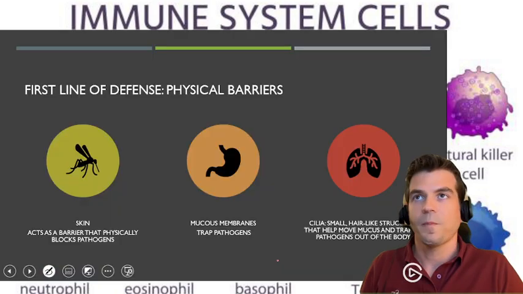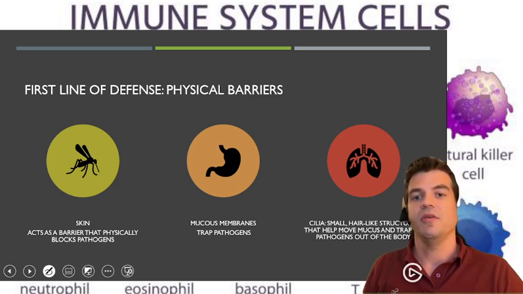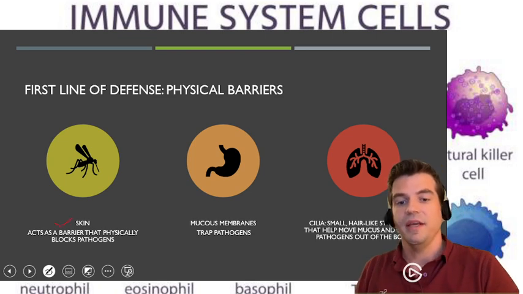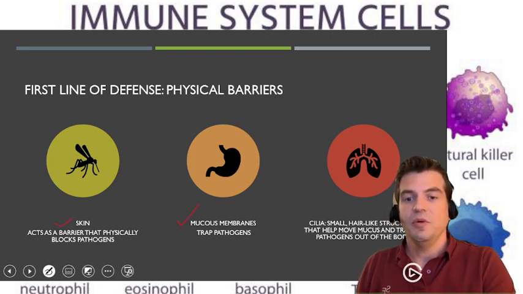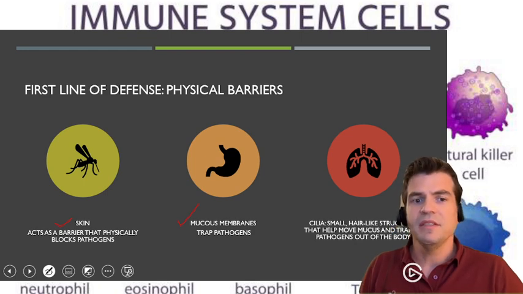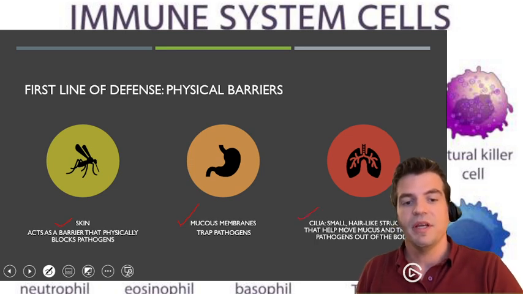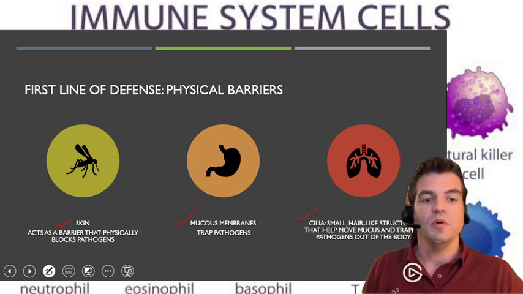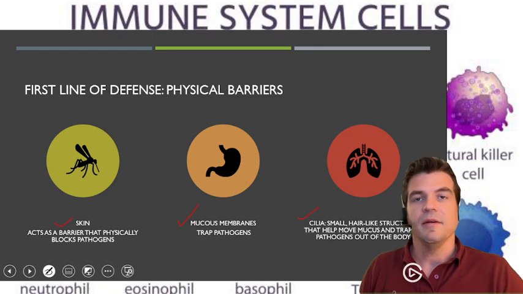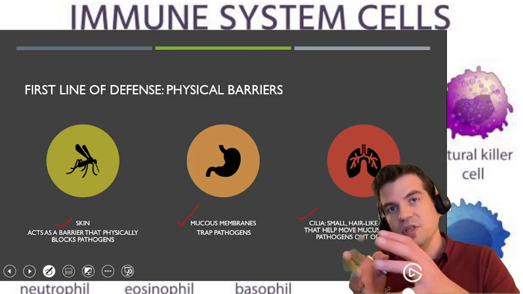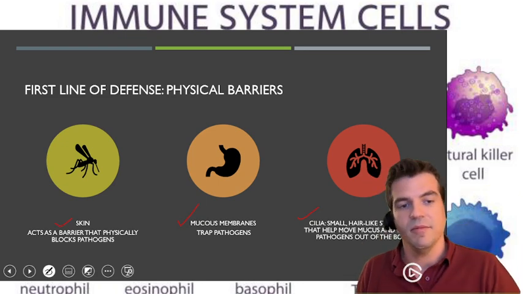So our first line of defense: physical barriers, all those physical barriers that we just saw. Skin works as one. And remember what I said, mucus membranes that have mucus can help trap pathogens as well. Cilia, small hair-like projections, help move the mucus that traps them and contains them. They're all in that mucus ball, and then let's get it out.